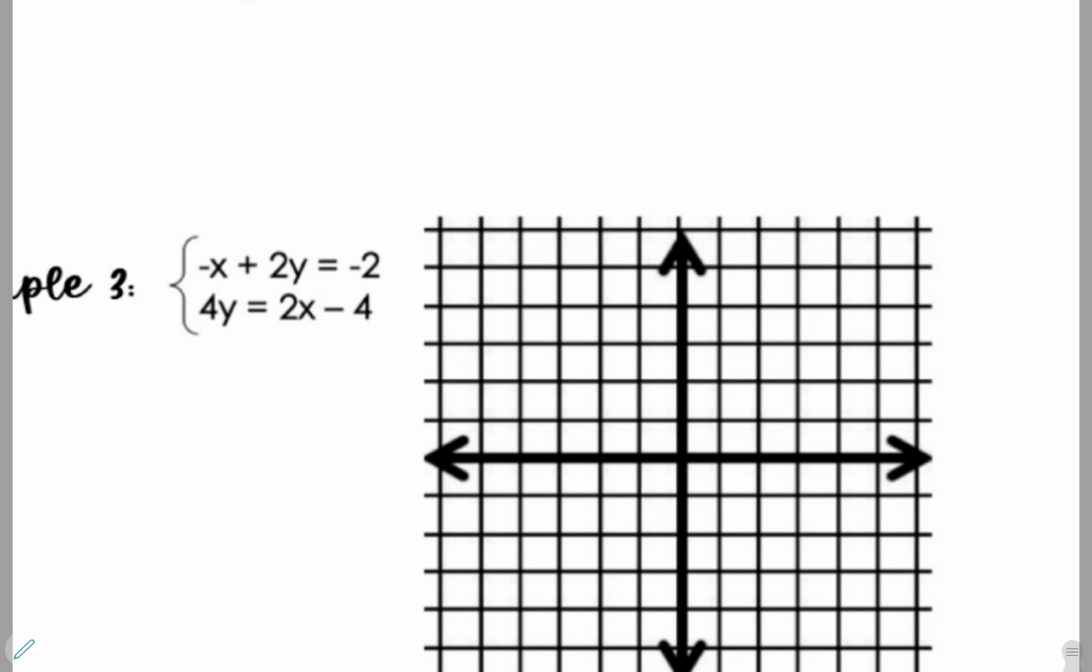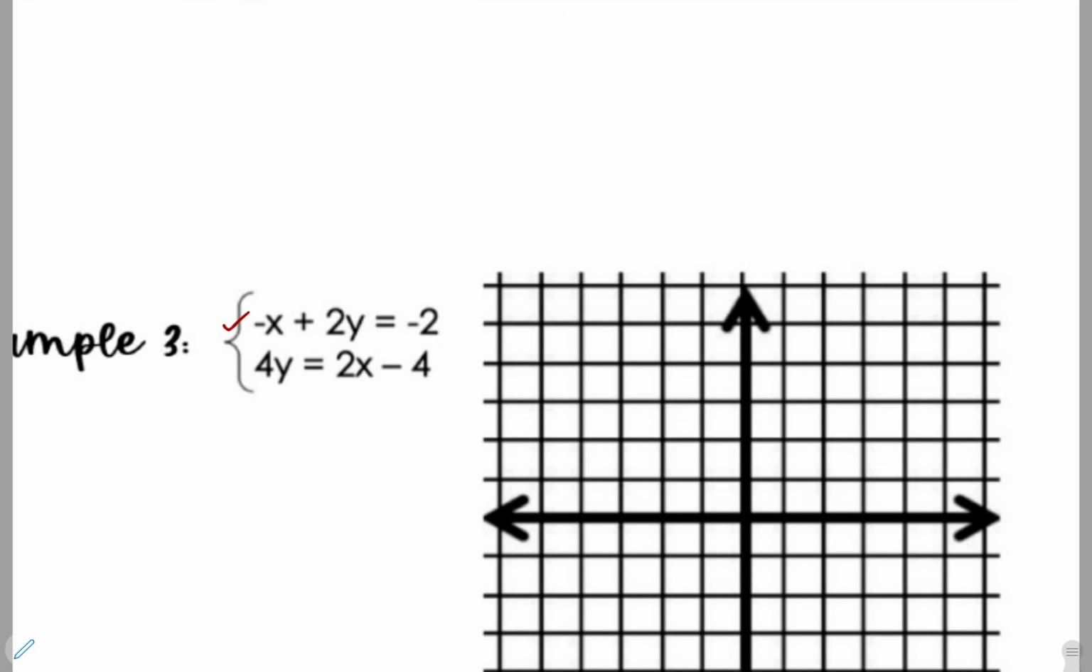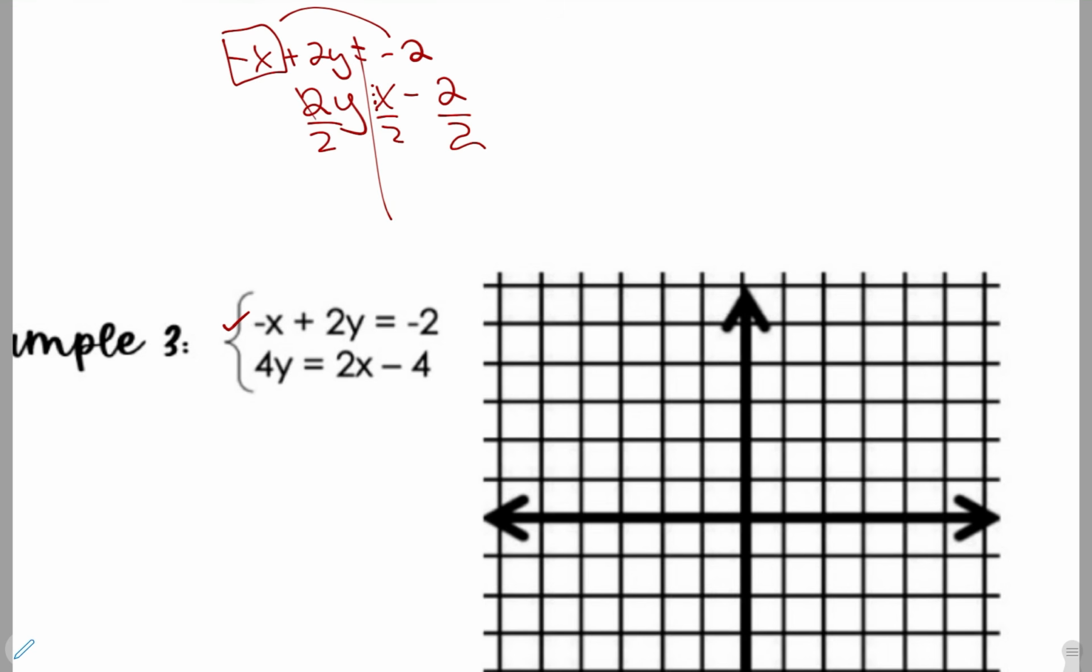Neither one of these is ready to go. So I'll show my work up here for this one. -x plus 2y equals -2. We're going to pick it up and move it to the other side. It becomes positive x minus 2. There's a 1 right there. And then we're going to divide by 2 everywhere. So y becomes 1 over 2x, and your -2 becomes a -1.